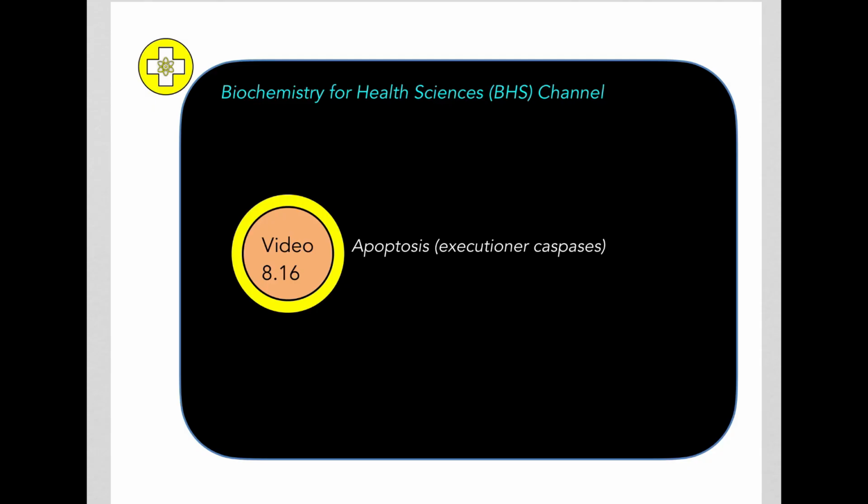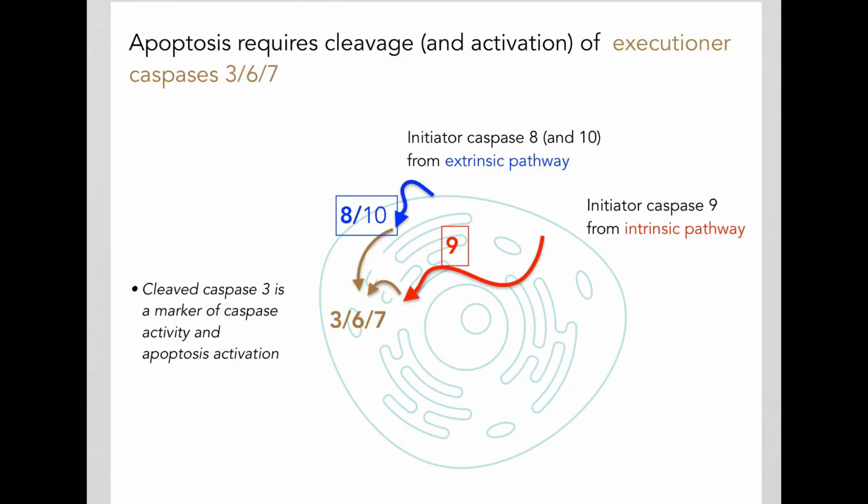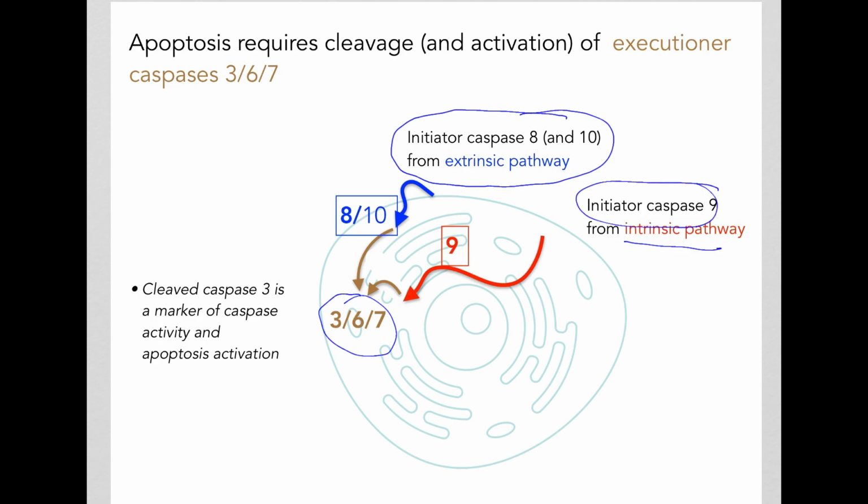In today's video, we shall discuss the executioner caspases. Now, in previous videos, we saw how the initiator caspases such as 8 and 10 from the extrinsic pathway lead to the activation of executioner caspases. And then we also saw from the intrinsic pathway how the initiator caspase 9 activates the executioner caspases. So today we'll talk about the actions of these executioner caspases.